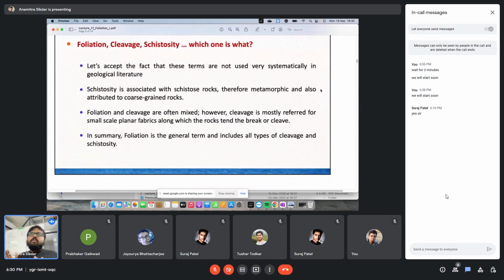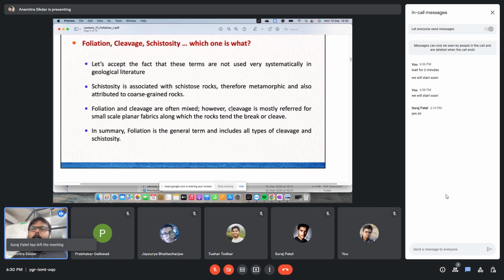The division of these terms is used by different authors in different ways, and the sharp boundary between those things is not really fixed. But usually structural geologists prefer to use the terms foliation and schistosity. If the schistosity is very widely spaced, sometimes we call it cleavage, right? But in general everything is foliation. All right.